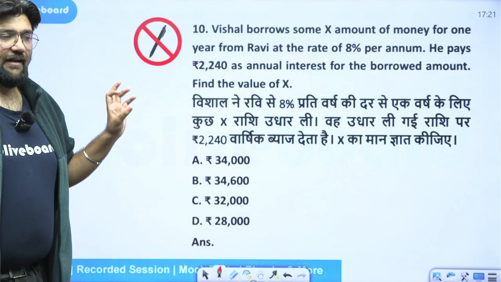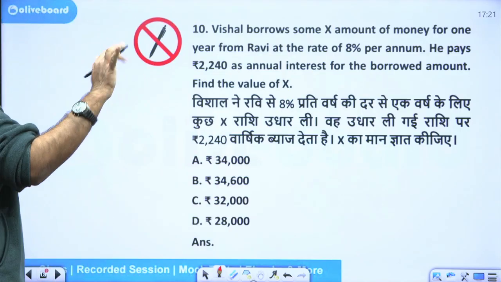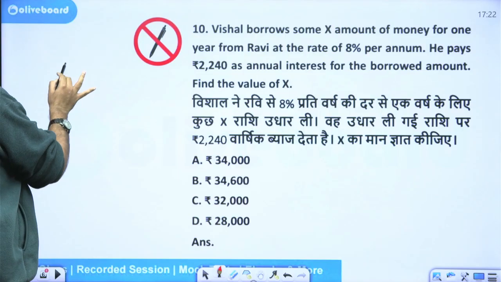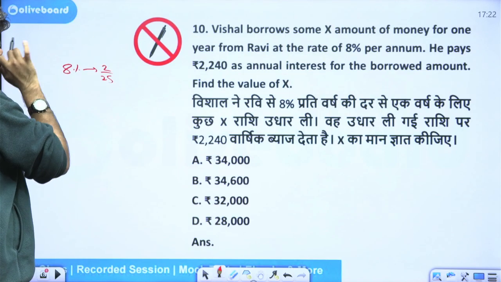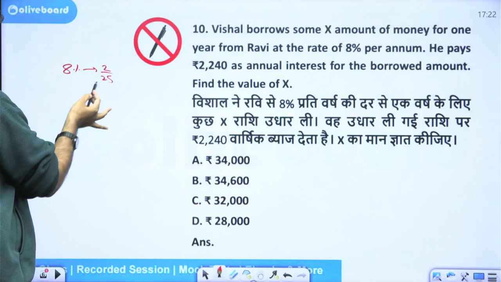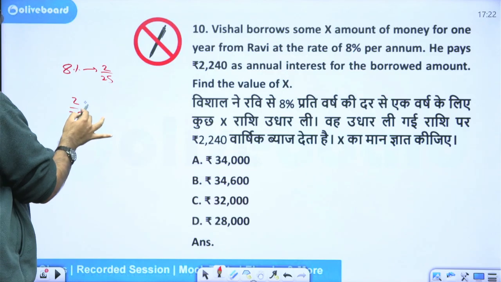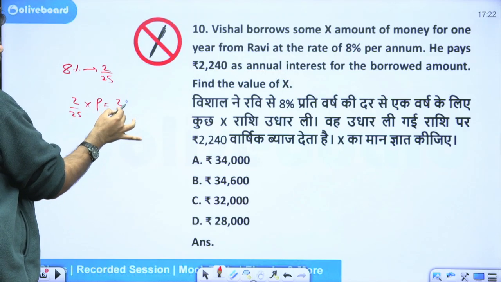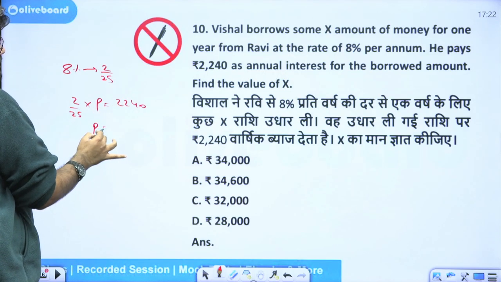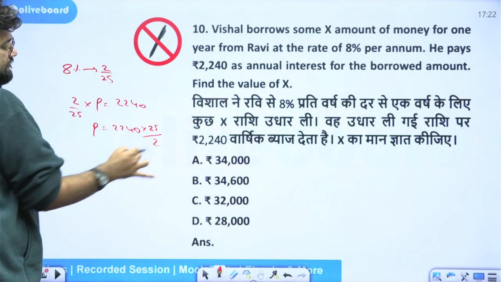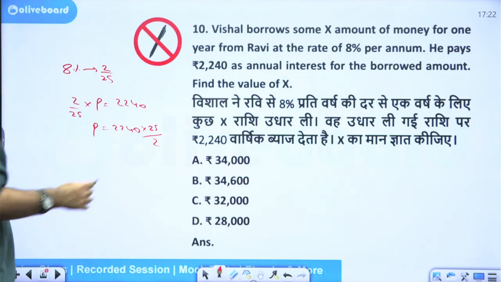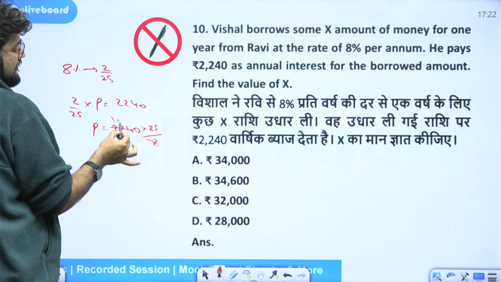Now see, I will try to show the journey with the writing here. What I've tried to do is, 8% implies this is 2 by 25, the fraction. So I can now say that 2 by 25 of the principal is equal to 2240. So I'm looking for the principal as 2240 into 25 by 2. I'm just dividing this by 2, so this is 1120.